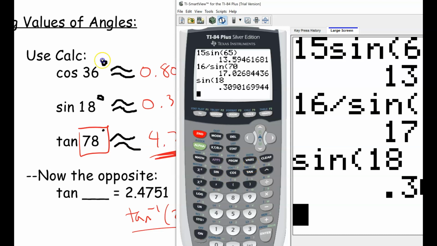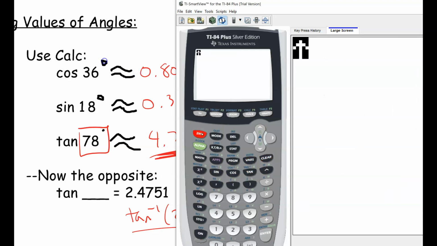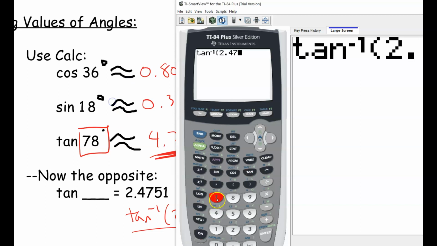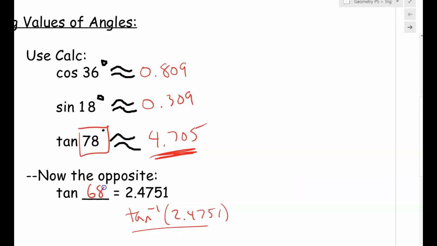We get those by hitting the second. And actually, I'm going to clear this all out. So we're going to hit second and then tangent. And you see you get tan to the -1. And then we type in 2.4751. Okay, now what this answer is going to give you is the degrees. In this case, 68.00. We're just going to round that to 68 degrees for our answer.